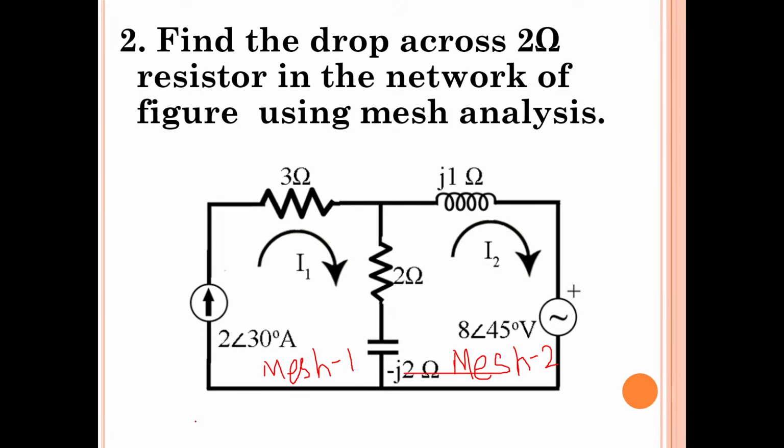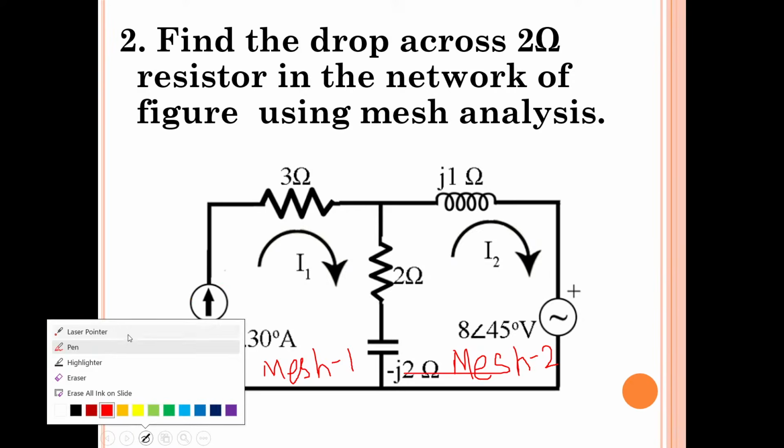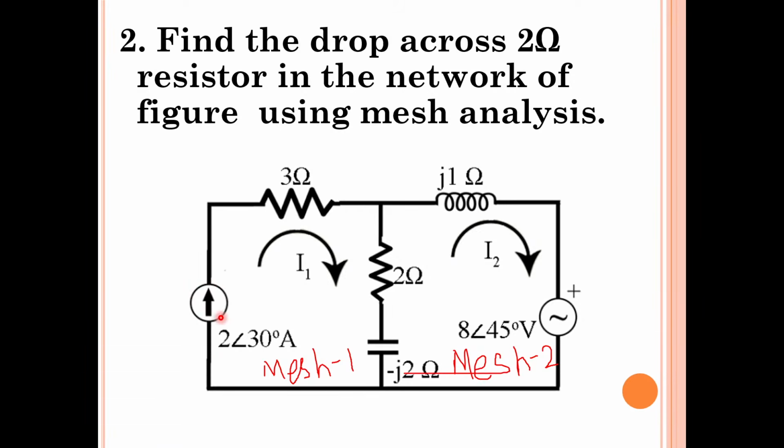If you observe mesh 1, what are all the elements in mesh 1? I will take the laser, it's better. There is a current source. There is a resistor of 3 ohms. There is a resistor of 2 ohms. There is a capacitor of minus j2 ohms.